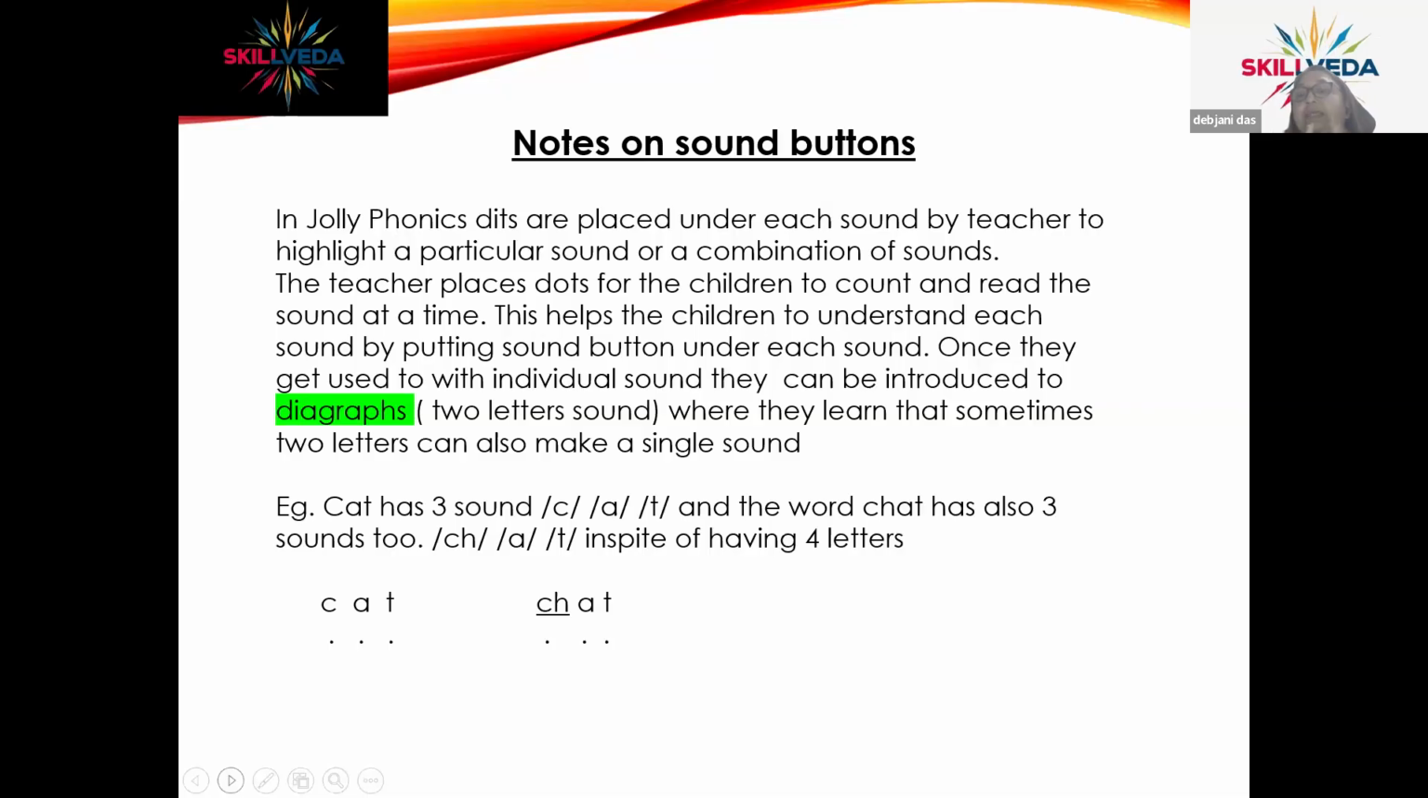When you ask, in this word, how many sounds do you find? First, k, one dot. a, second one. t, third one. Now you say it together. Cat, cat, cat.